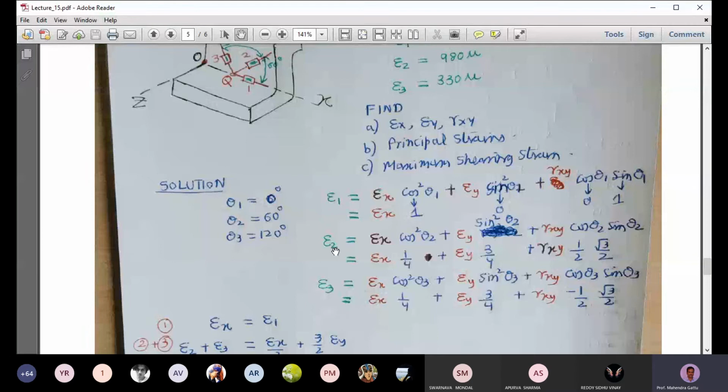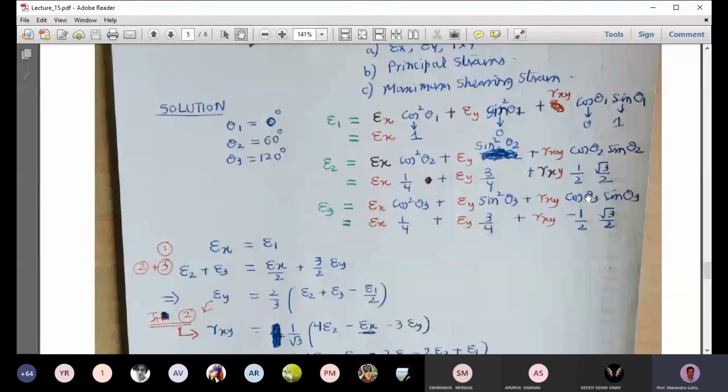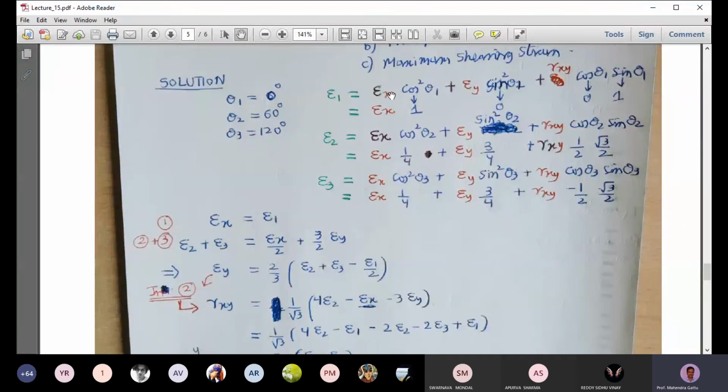Similarly, for strain along line 2, we have cos theta 2 is cos 60, and sin theta 2 is sin 60. So we'll have 1 by 4, 3 by 4, and gamma xy times 1 by 2 times root 3 by 2. And for the third direction, epsilon 3 has cos square theta 3 and cos 120, sin 120. So again we have here 1 by 4, 3 by 4, cos 120 is minus 1 by 2, and sin 120 is root 3 by 2. So we have three equations, and we have to solve for epsilon x, epsilon y, and gamma xy.